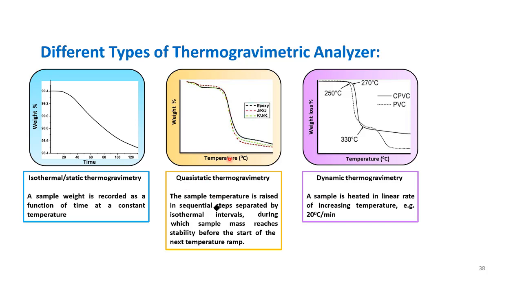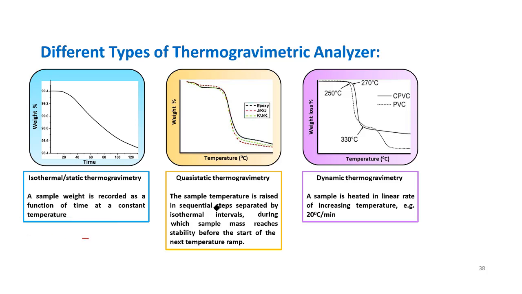Then the middle one is the quasi-static. That means for a particular time, I am keeping the temperature constant, and then the weight loss is increasing. Then the temperature is increasing, but the weight loss is reducing, and then again constant. So it can be done in steps. So this is the quasi-static thermogravimetry. In that case, the temperature is raised in sequential steps, which are separated by isothermal intervals, basically to get a stable curve.